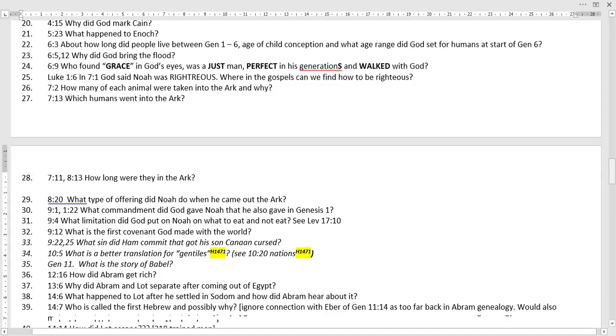And we don't know Noah's color, Noah's parents' color, his sons, nothing. So I don't know why people start with color in the Bible. Question 20. Oh yeah, how long were they in the ark?